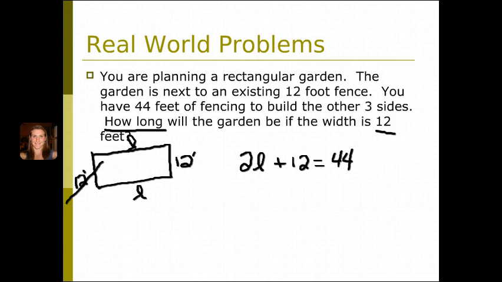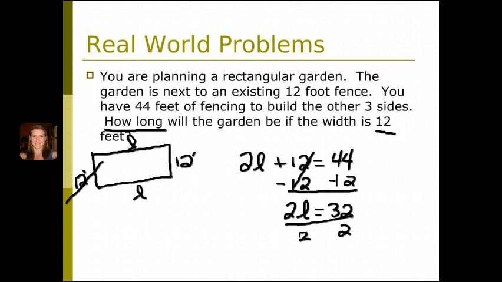So let's solve for the variable. Subtract 12 from both sides. You're left with 2L equals 32. Divide both sides by 2. And you get that your length equals 16.